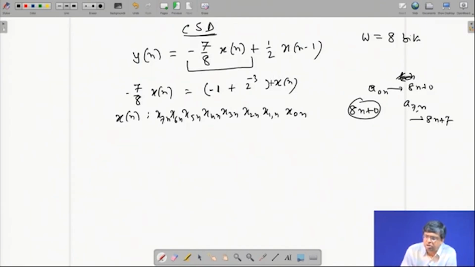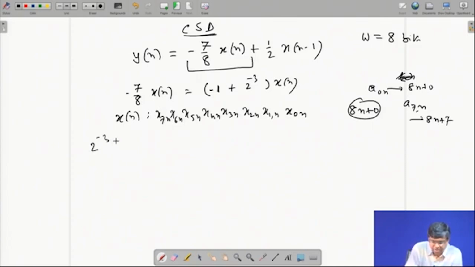Remember, whenever you divide a number by 2, that is 2 to the power minus 1. If you multiply it by 2 to the power minus 1, all bits get shifted to the right by 1 and the sign bit comes back. This is a sign bit, x7n, the MSB. That again comes back to the sign position, the MSB position. That's called sign extension. So if you do it thrice, this will occur thrice.